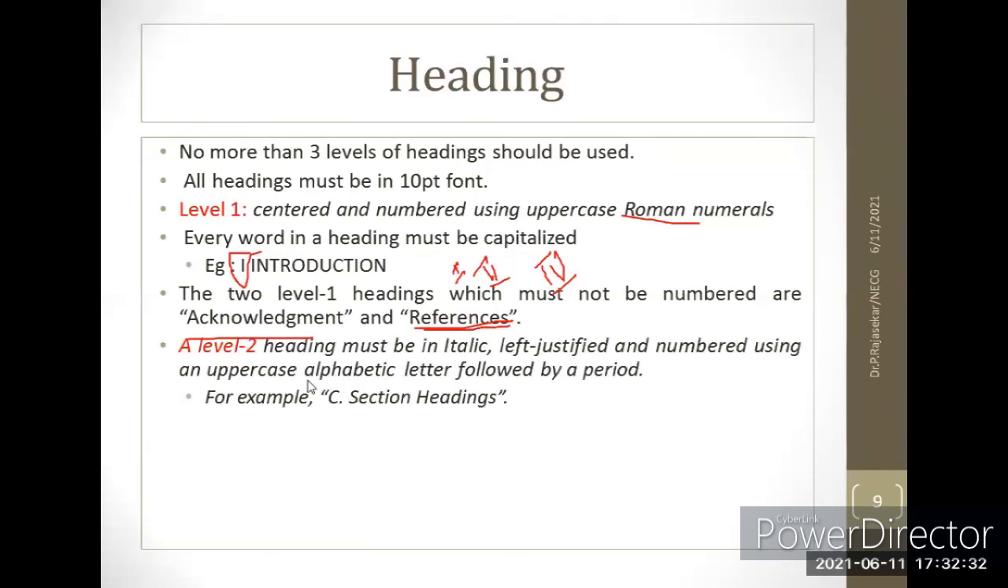Then level 2 is left justified. Left justified means the content and the heading should be on the left side. One more thing, the heading number is mentioned as an uppercase alphabet, for example A, B, C. For example, in the proposed method, you have 3 sections. The first section you put A, with the section name, then the second section you put B, then the third section you put C. That is an important thing. It should be left justified.